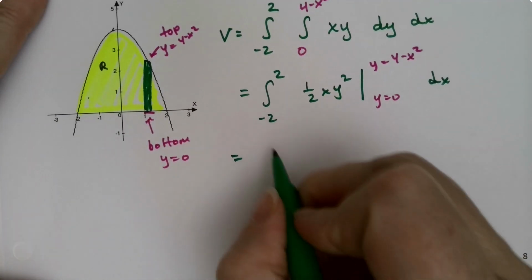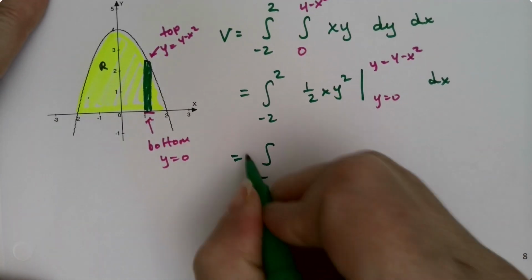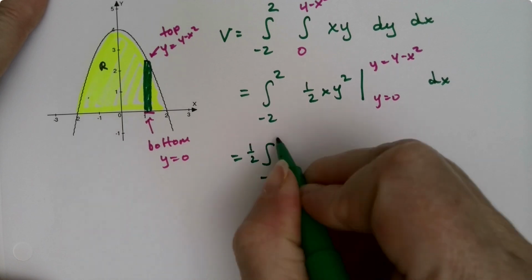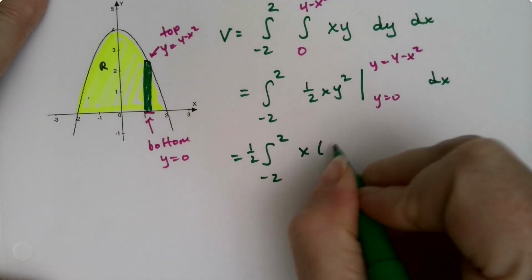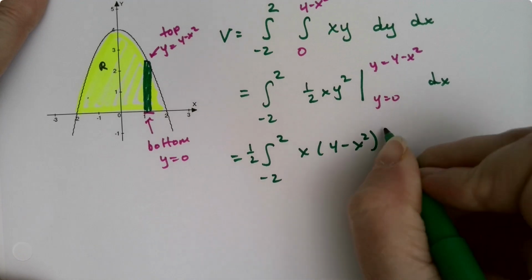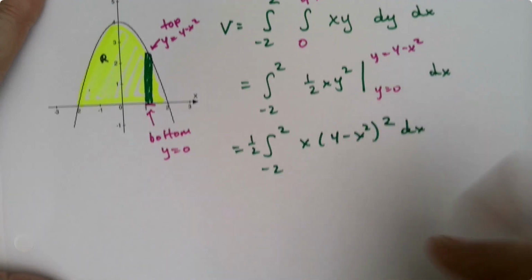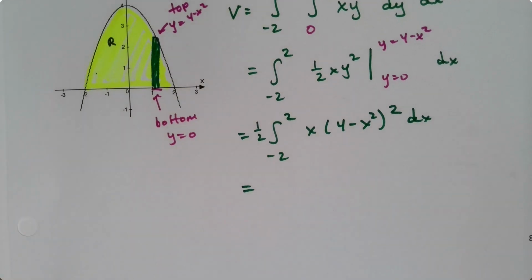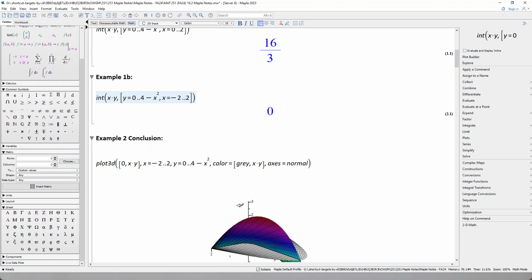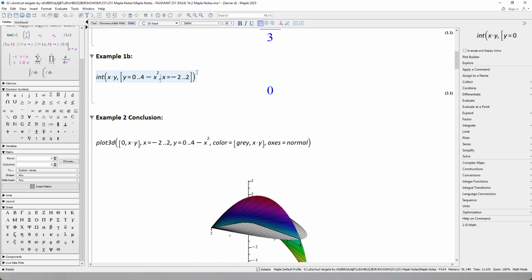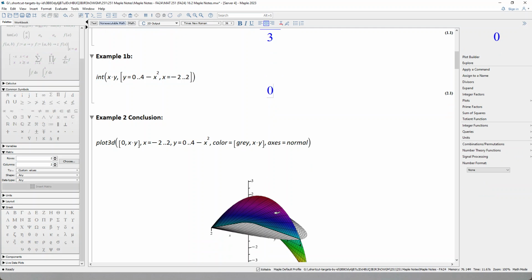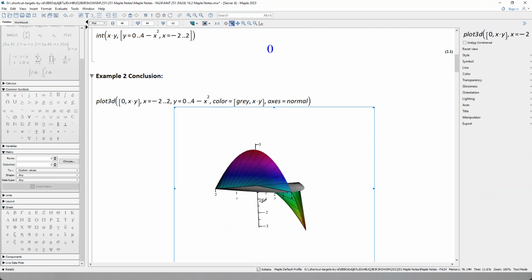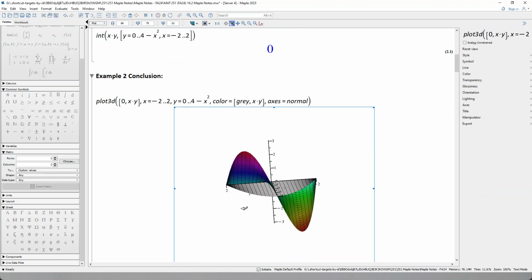Okay, so we already know where this is going to go. This is going to be 1/2 integral from negative 2 to 2 of x times 4 minus x squared squared dx. But let's look at what that is. All right, so here it is, and I actually found it right there. It's 0. Now, how in the world? It's because, look at it right here.